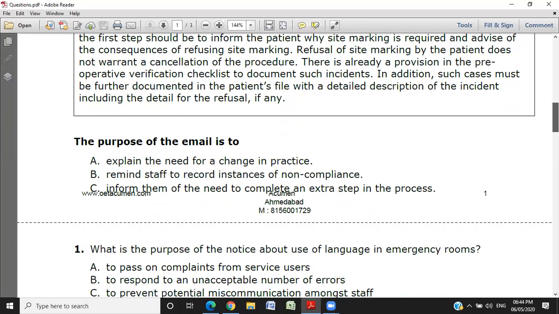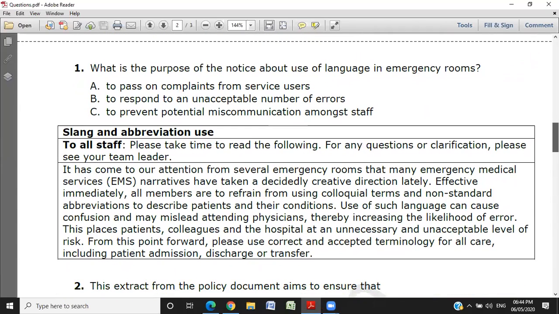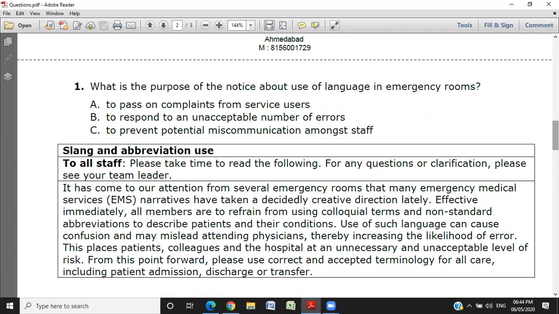Now let us do one more question. Let us follow the 3-step strategy. You can see the question here. You can see the text as well as the answer choices. The first step in our strategy is to read the question. What is the purpose of the notice? Always also pay attention to what kind of document you are reading, right? Because depending on what kind of document it is, you can make out what kind of information would be there.